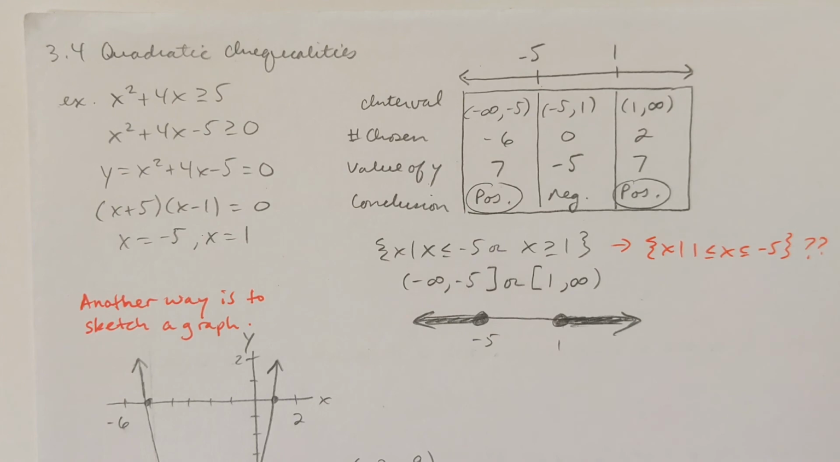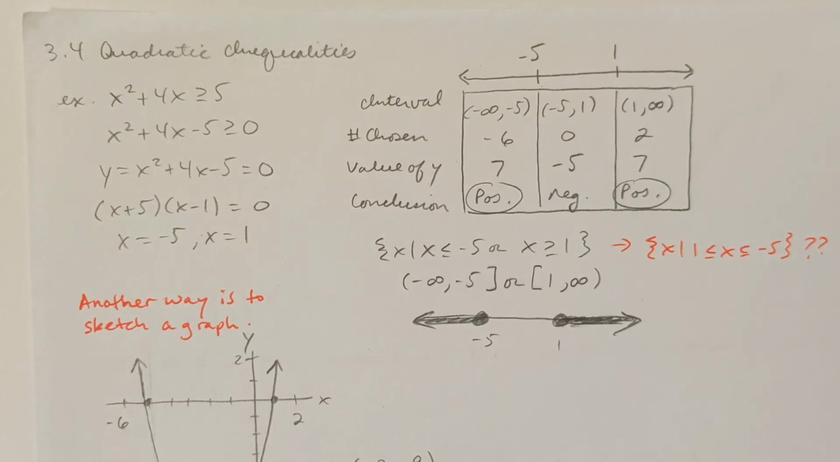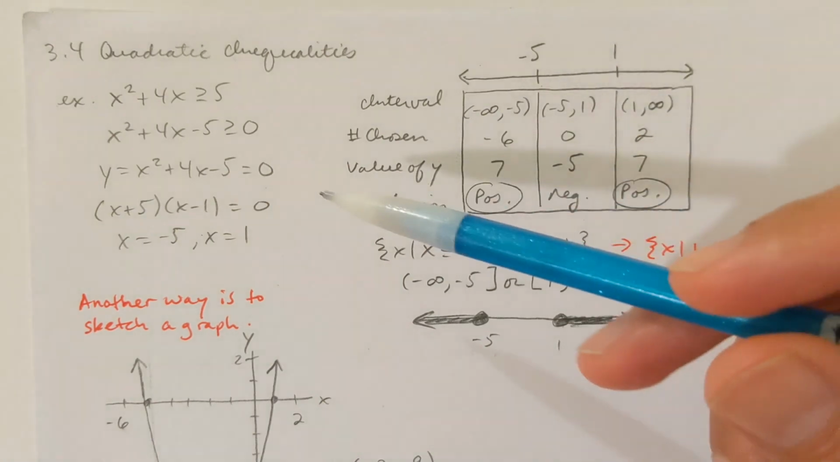A quadratic inequality is the same as an equation, only instead of an equal sign, we're going to have a less than, a greater than, a less than or equal to, or a greater than or equal to sign. So for example, suppose that we have x squared plus 4x greater than or equal to 5. Okay, so x squared plus 4x minus 5 greater than or equal to 0. And I'm going to set y to be equal to what I see on the left there, x squared plus 4x minus 5. And I'm going to set y to be equal to 0 temporarily.